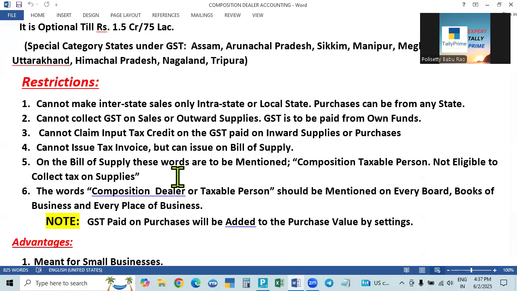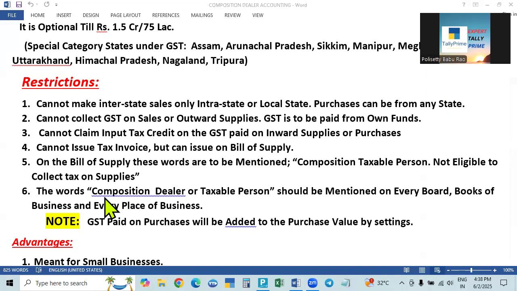The other person who is purchasing goods from this composition taxable person has to know that he is a composition person, so he need not pay tax. Otherwise, he will issue the bill and say, the rate is 28%, but I have to pay from my pocket, so you please pay the tax. So he can collect the tax from him. That is why, to make the buyer aware that he cannot collect tax, this is to be mentioned on the bills, below the name of the bill of supply: composition taxable person not eligible to collect tax on supplies.